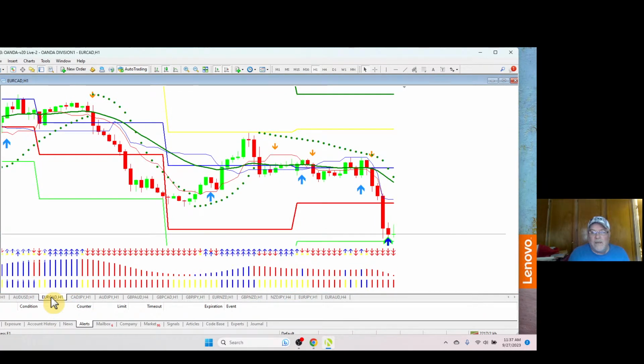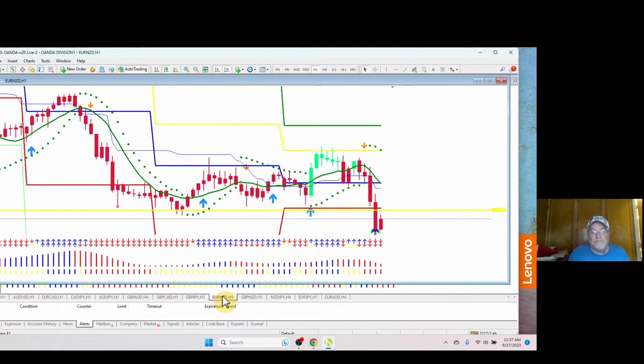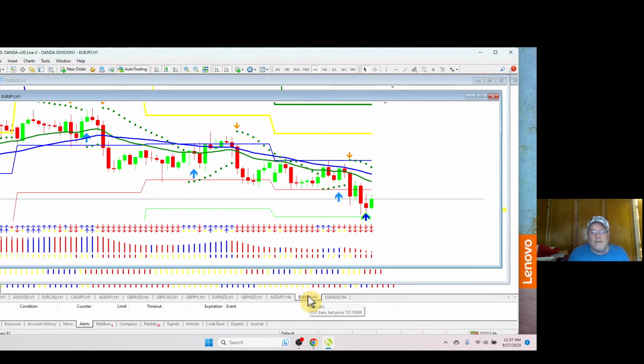Euro CAD. It's not really going anywhere. Euro New Zealand. Still trying to push up some, and the Euro Yen has come back a little bit. So I think that's all I'm going to call it for a day there.